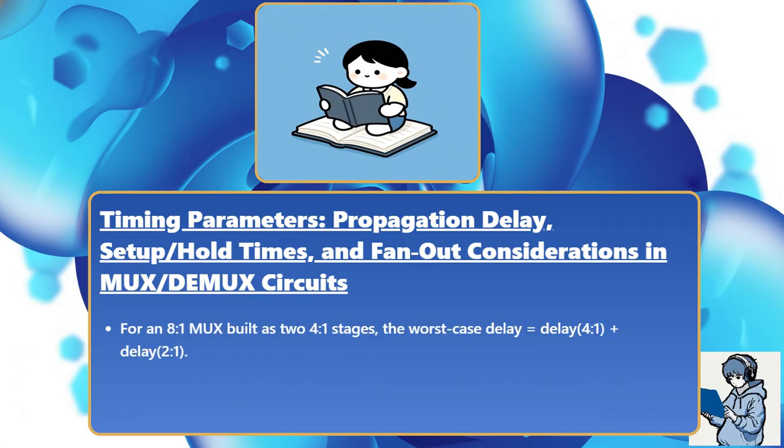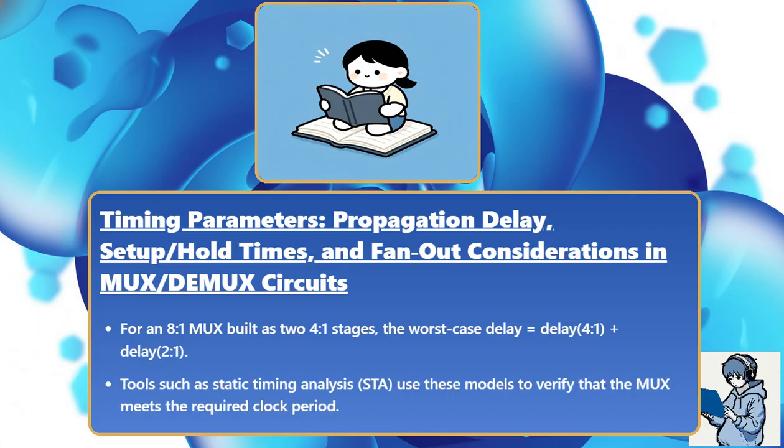For an 8 to 1 MUX built as 2 4 to 1 stages, the worst-case delay equals delay of 4 to 1 plus delay of 2 to 1. Tools such as static timing analysis, STA, use these models to verify that the MUX meets the required clock period.